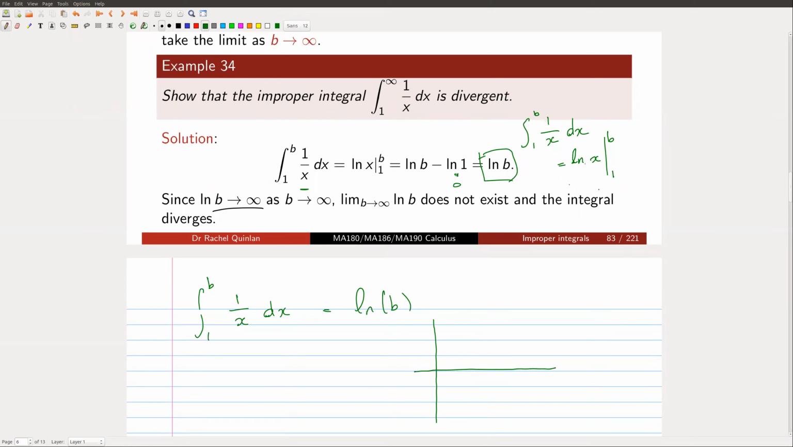The graph of log looks like this, like it's the reflection in the line y equals x of the graph of the exponential function. So it looks like that. And this is the graph y equals log x, whose derivative is 1 over x. It passes through the point (1, 0), of course, and it grows to infinity, but really, really slowly.